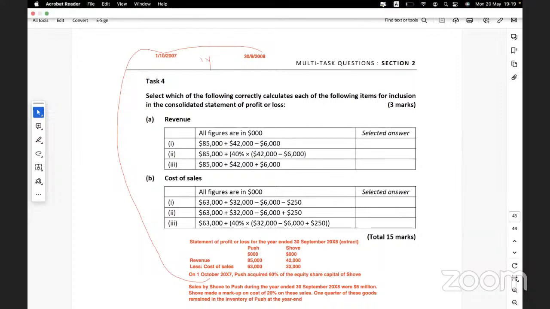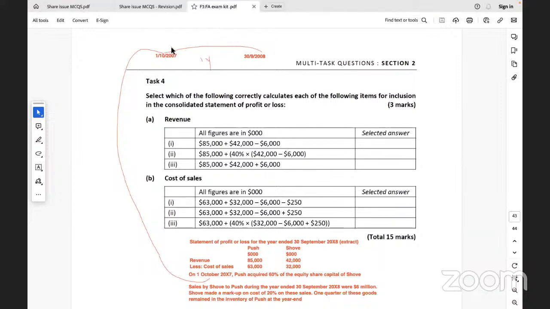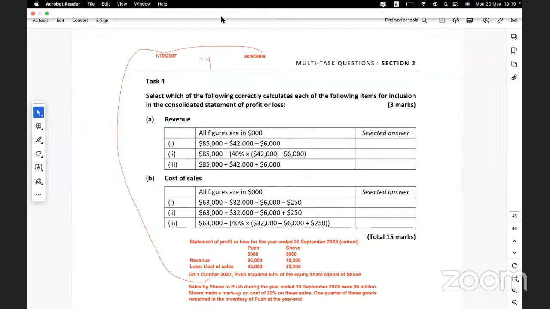One year means this is a full year subsidiary. Got it? So from here to here, guys, one full year. So this is a full year subsidiary, one full year. Then we don't have to worry about the number of months, like 6 over 12 or 4 over 12. No need to worry.